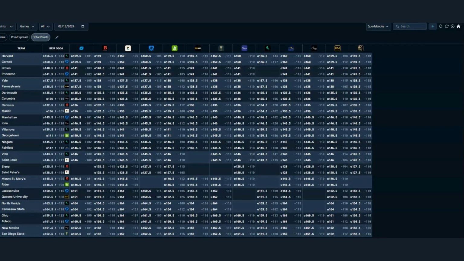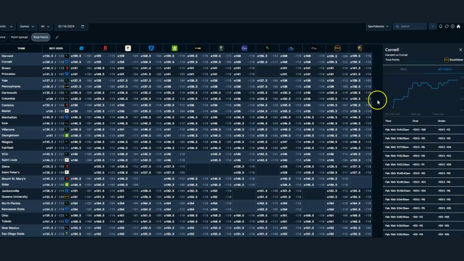Now, the reason why it can be very important in totals is because maybe the total opened at a particular number and then that line has changed. So for example, let's just pull one up at random here, and let's pull up this Harvard-Cornell game. So you can see right here, boom, is a great example. It opened at 154.5, and it's progressively climbed up, all the way here to the 159.5. That's 5 points from the opening line.